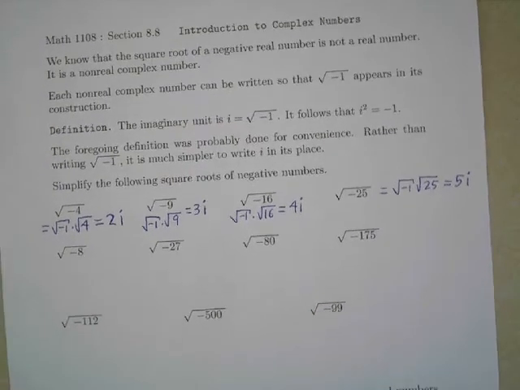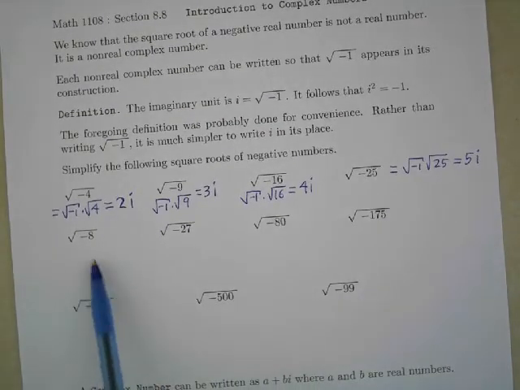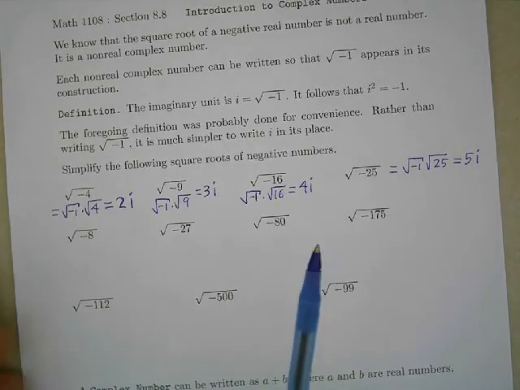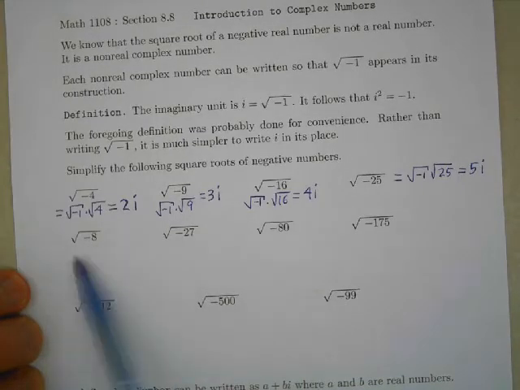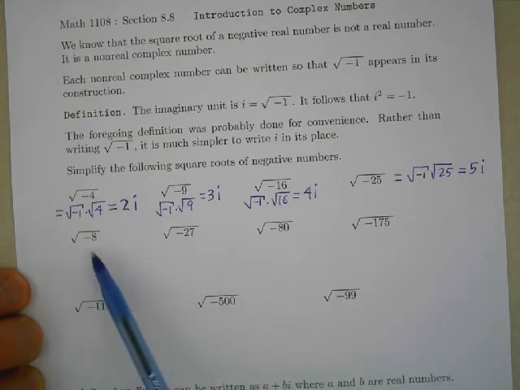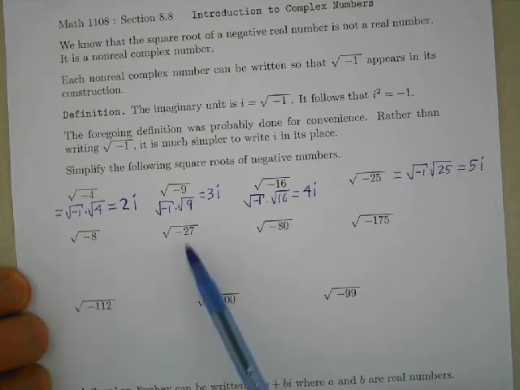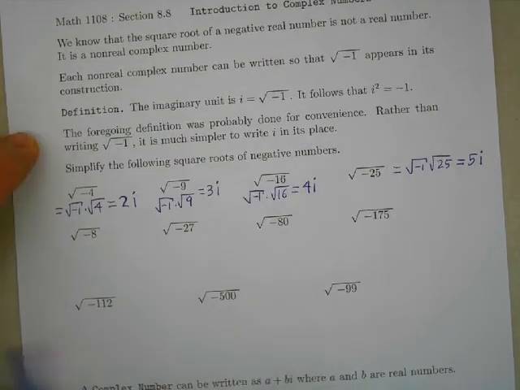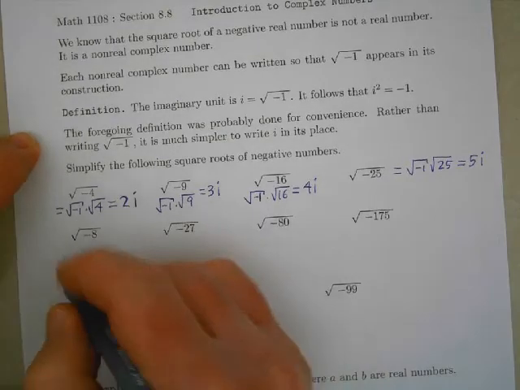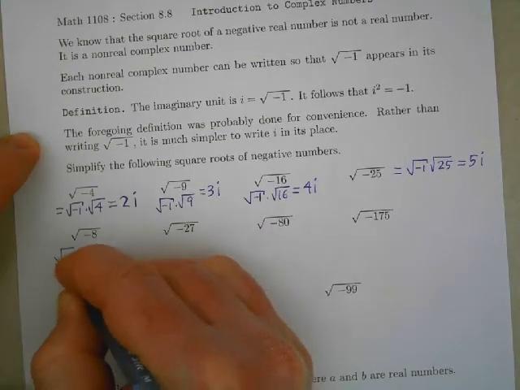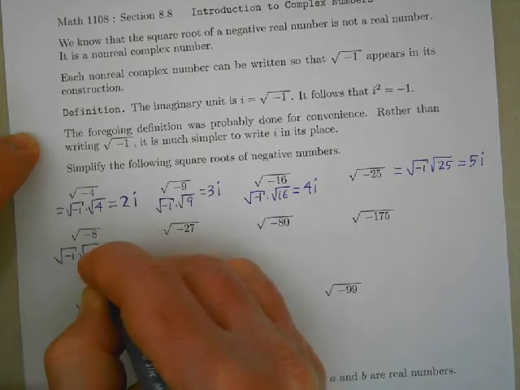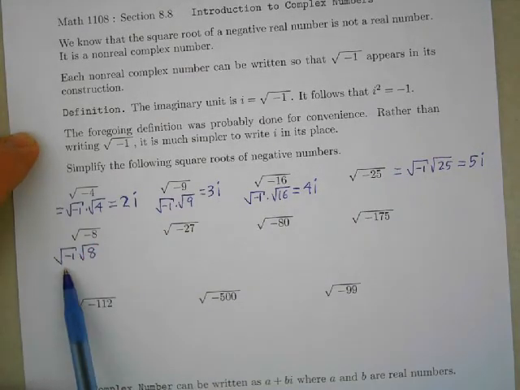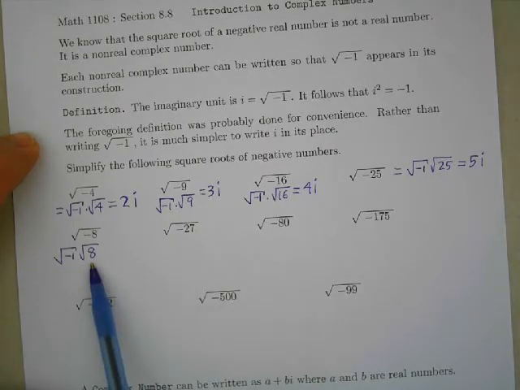Okay, the next row, these are a little more complicated. In these 4 square roots, none of the radicands are perfect squares. So let's do it in parts. The square root of -8, we'll write it as the square root of -1 times the square root of 8. We will replace the square root of -1 with i. But we can still simplify the square root of 8.